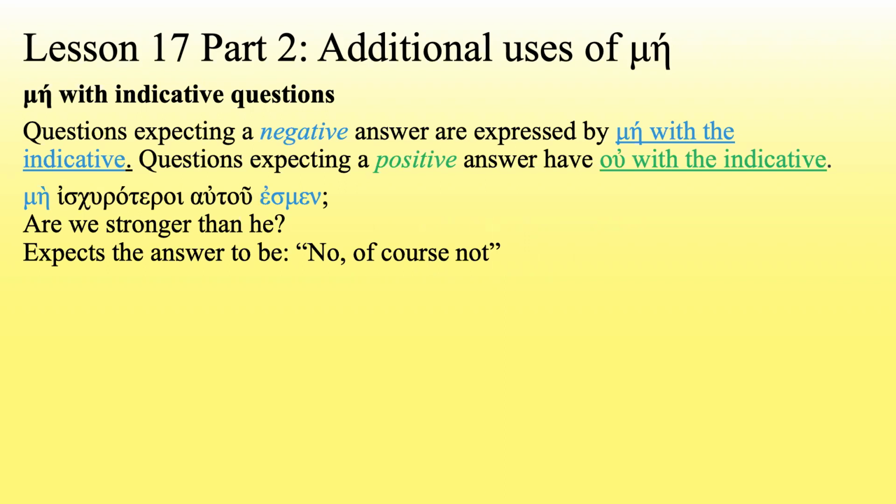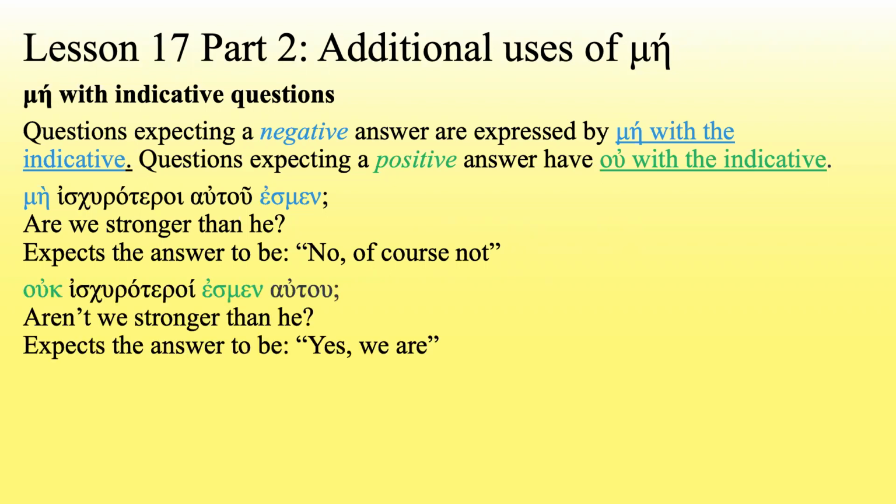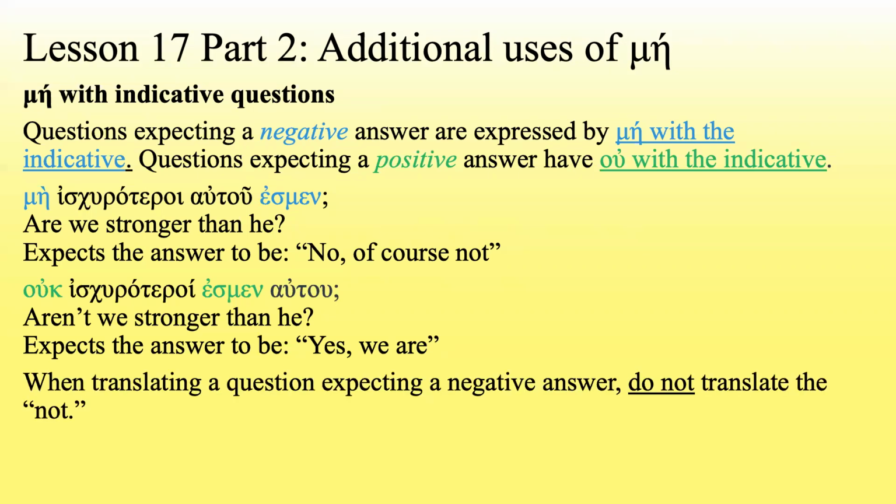So for example, this sentence here, are we stronger than they? Now in Greek, there is a mē in this question, which sounds like saying, are we not stronger than he, or aren't we stronger than he? But in Greek, it's very clear that this expects the answer to be no, of course not. But if we were to say it this way, aren't we stronger than he? This expects the answer to be yes. Yes, we are. It's sort of like a rhetorical question, except it's not exactly a rhetorical question, but it's that kind of idea. It's actually expressed in the question what kind of answer the person who's speaking is expecting.